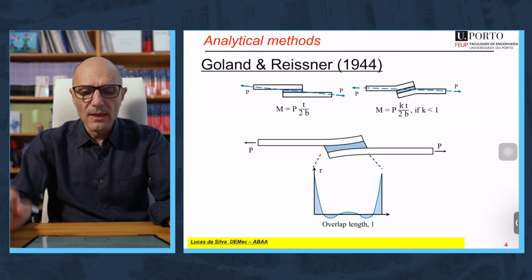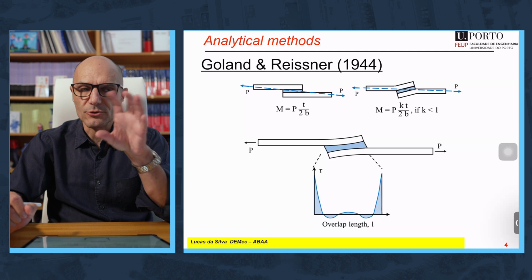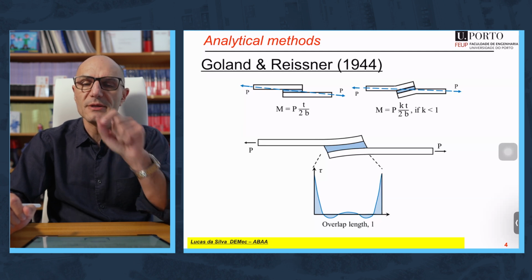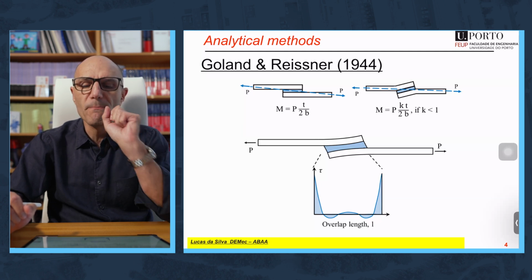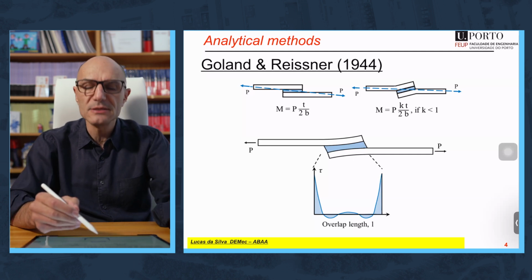Very good. But Volkersen ignored an effect that occurs in the single lap joint, and that is quite important, which is peel loading. And why do you have peel loading? Because the load is not aligned.